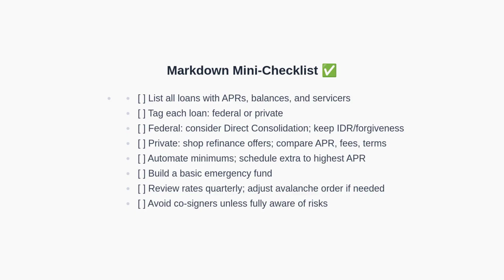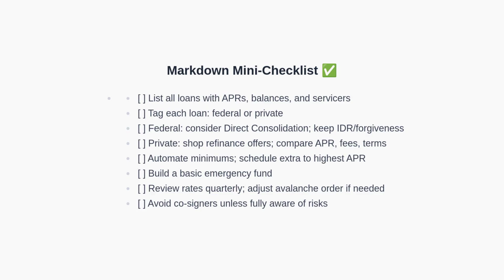To reinforce your plan, here is a markdown checklist you can replicate. First, list every loan with interest rate, balance, and servicer. Next, tag each loan as federal or private. For federal loans, consider a direct consolidation and preserve income-driven repayment and forgiveness. For private loans, shop refinance offers, comparing APRs, fees, and terms.